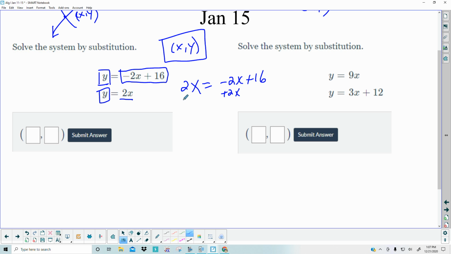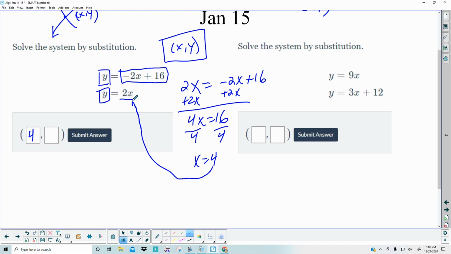So I'm going to add this 2x over, and I get 4x is equal to 16. Divide by 4, and you get x is equal to 4. So you know the x value is 4. Now, how do you find the y value? Well, you could fill it back in to either equation. And it's going to be easier in this one. So you get 8. Okay.